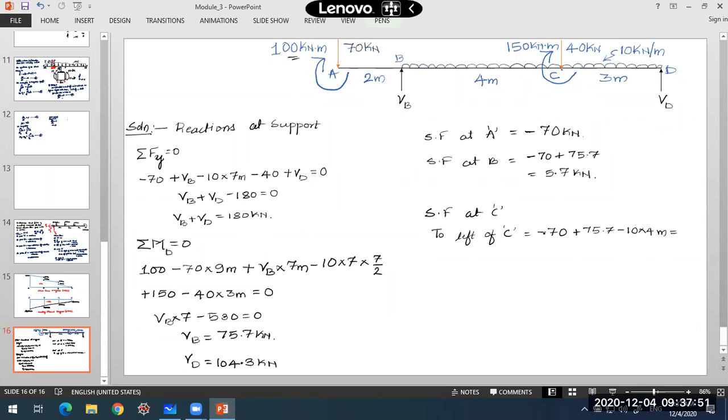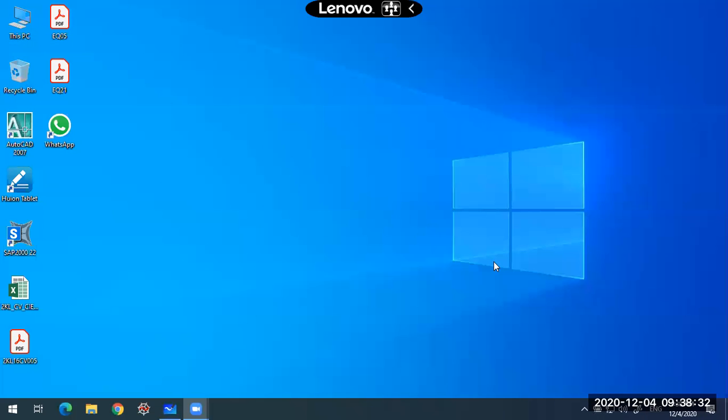So this will come out to be minus 40 plus 5.7. How much will it be? Minus 40 plus 5.7 is minus 34.3 kilonewtons. Okay, so to the right side. Why am I taking the right side of the point C?